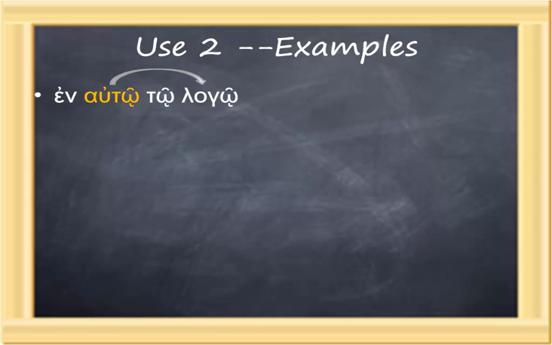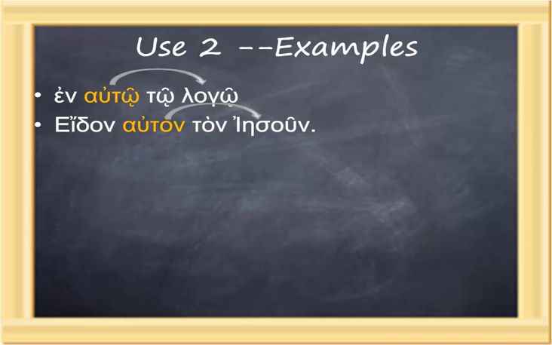Notice in this clause, auto agrees with logo in case, gender, and number. There's a word it modifies, but auto does not have an article in front of it, so it's in the predicate position. This clause would be translated in the word itself. In this second example, auton is in the predicate position. It has no article, but it modifies a noun, Iesoun, and so it also is an intensifier. They saw Jesus himself.